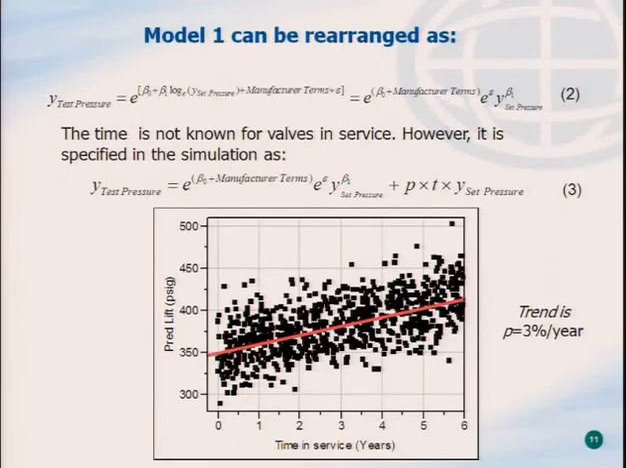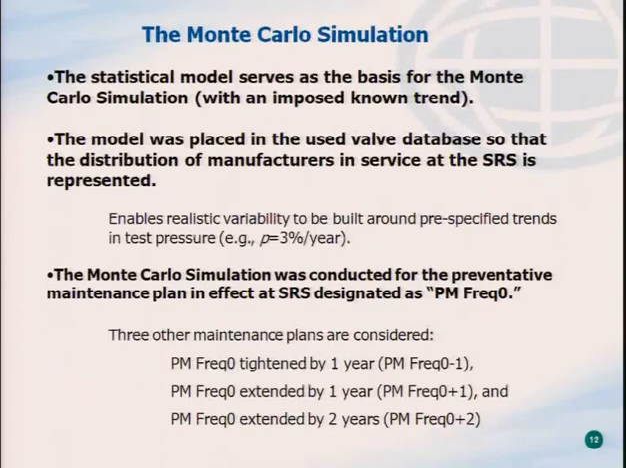Now the simulation, I don't take it to be fixed at 3%. I do it for 1%, 2%, 3%. I can set it to be whatever I like within the simulation, and then look at the performance of the preventative maintenance program that we have. Okay, the bottom section here, the bottom bullet, Monte Carlo simulation that I conducted, what I call PM Freq Zero is the preventive maintenance program that we have in effect at Savannah River.